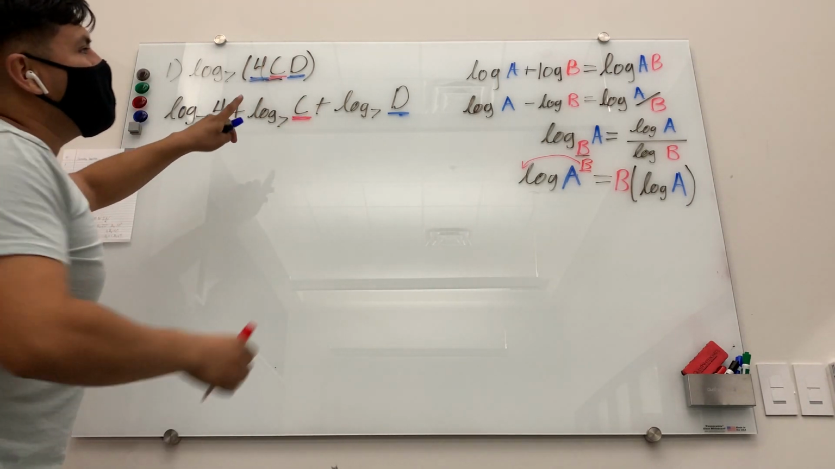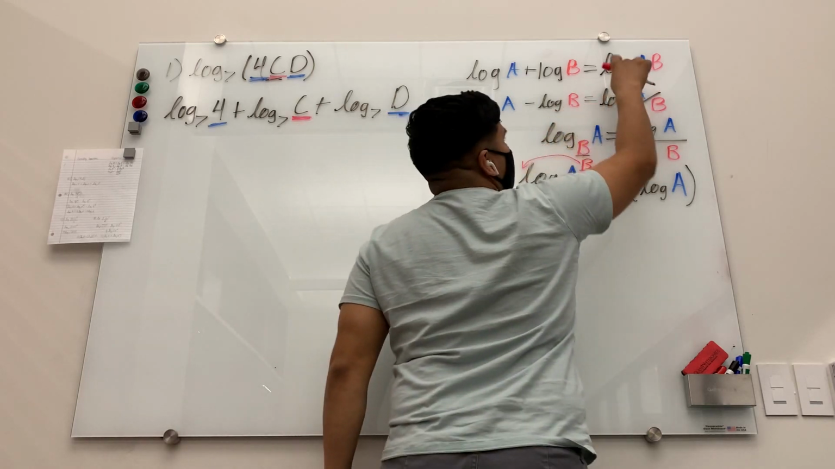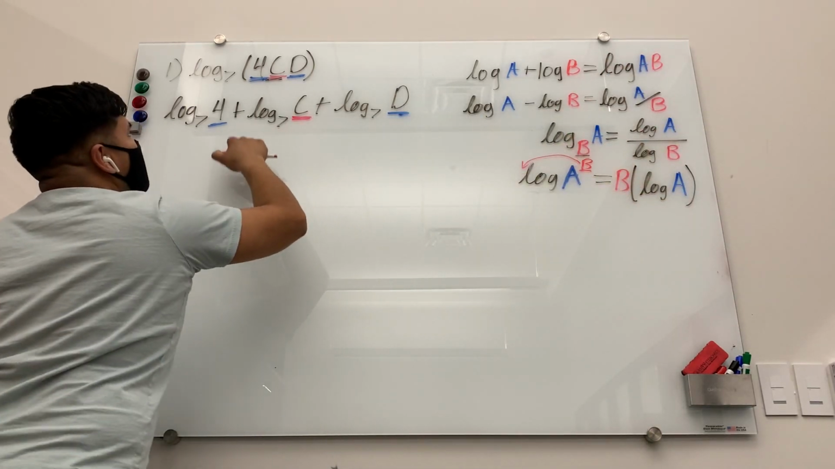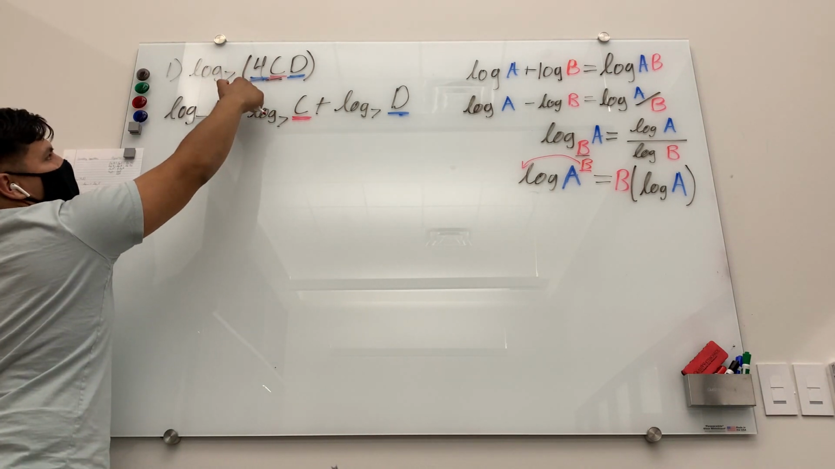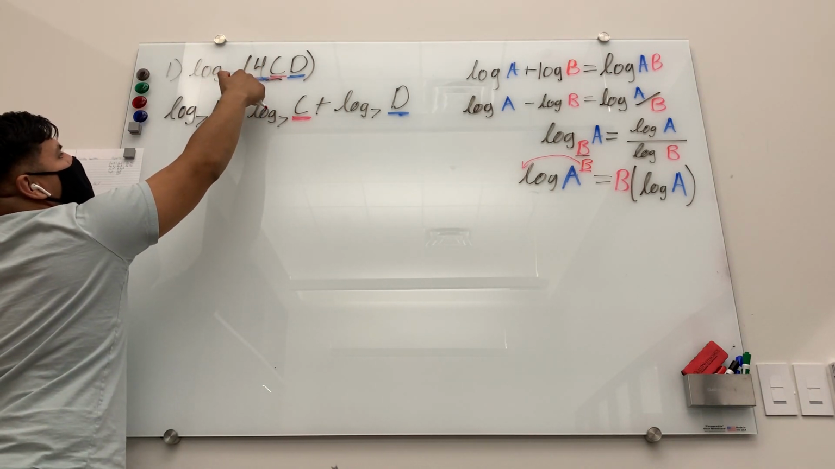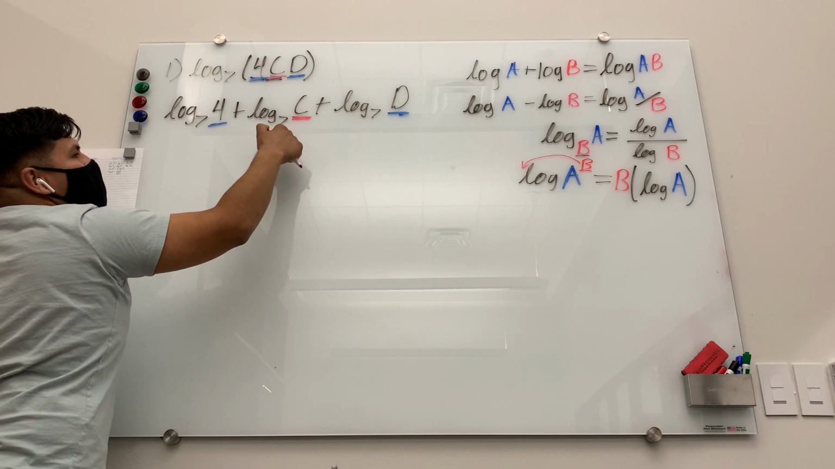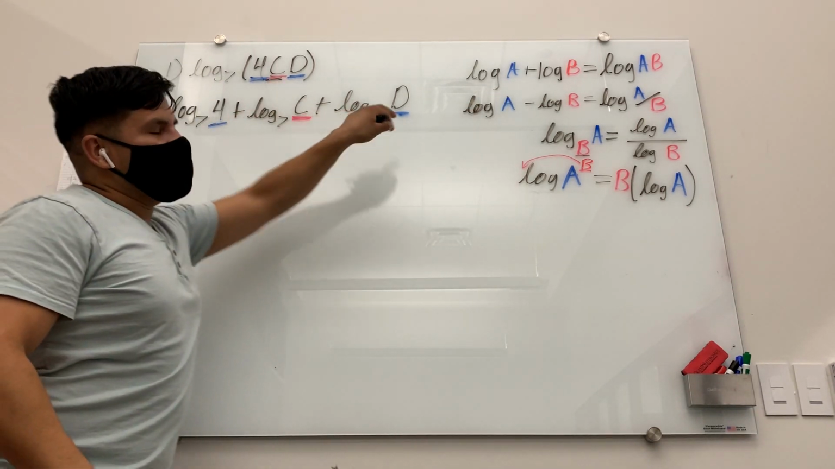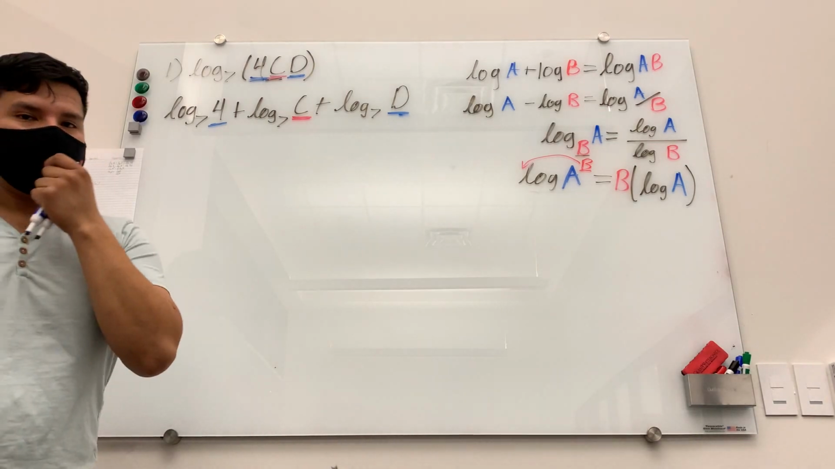And so, if we take a look at it from our property up here, log of A times B is the equivalent of log of A plus log of B, and this D is just tagged along there for the ride.